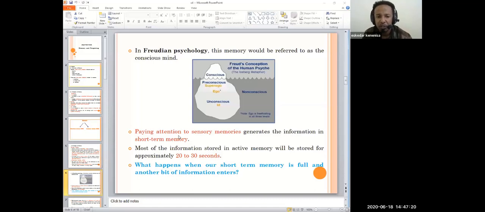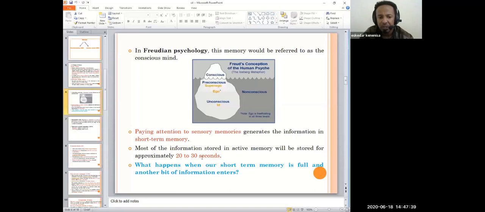Most of the information stored in short-term memory will last from 20 to 30 seconds. For instance, we are discussing right now. We are using our short-term memory. So most of the things, unless you revise them or you read them again and again, you will forget them, because that information is stored in the short-term memory.